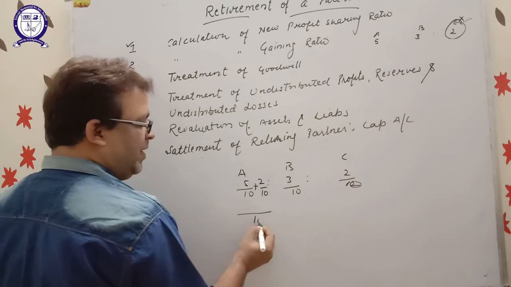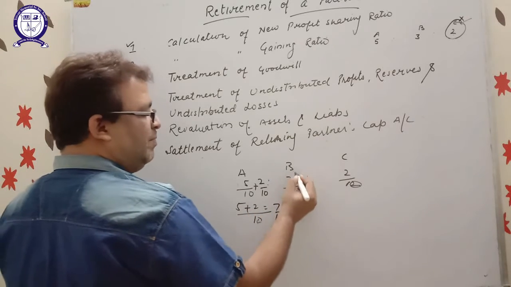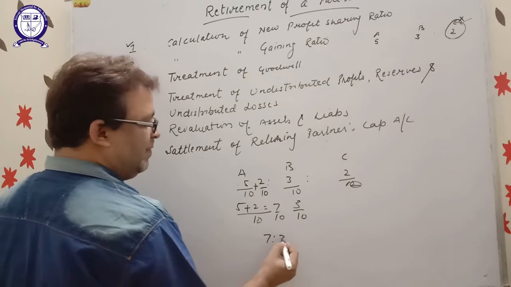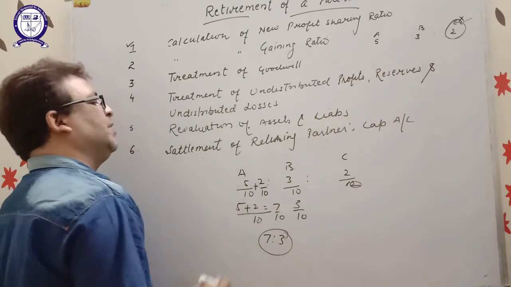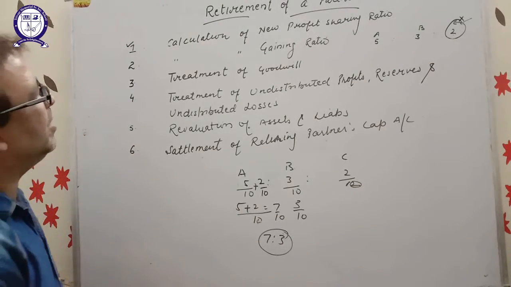The total ratio of A will now be 5 plus 2, 7 by 10. B's ratio will be unchanged, 3 by 10. The new ratio will be 7:3. So this is the point: how to calculate the new profit sharing ratio.